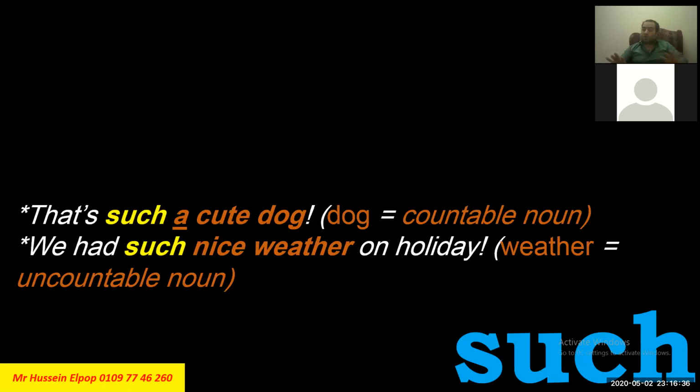So you said that the room is so cold. I would like you to put what comes after such. We're done with the meaning. What comes after such, in comparison with what comes after so? After so, like the room was so cold, I said adjective. Yes, after so comes an adjective. What about such?